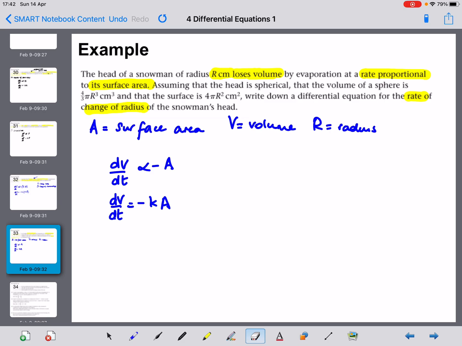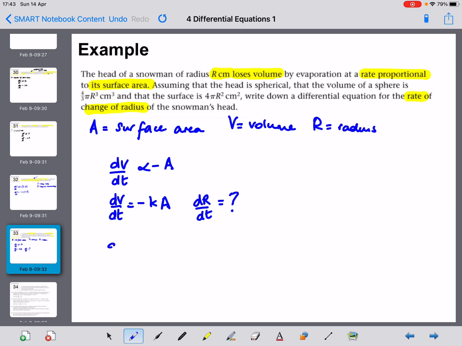Okay, it says at the last part of the second sentence, write down a differential equation for the rate of change of the radius. So we're after dr by dt. Now hopefully this is making you think of something we did in differentiation. We've got something for dV by dt, but we're actually after something for dr by dt. So hopefully you're thinking connected rates of change here.